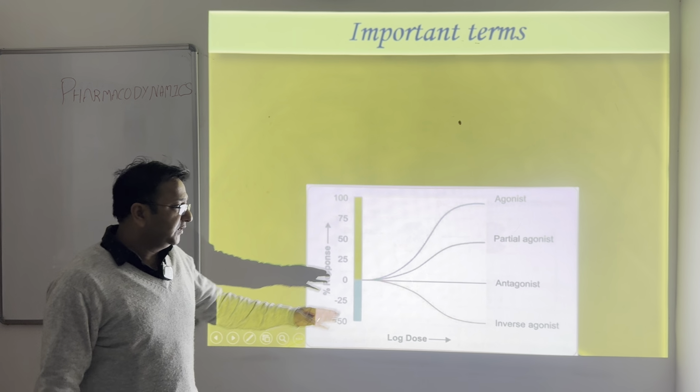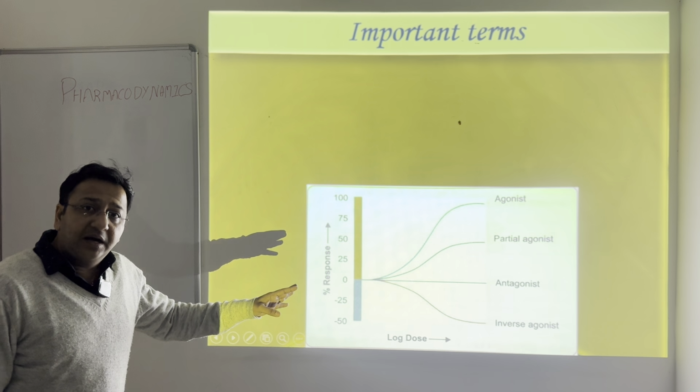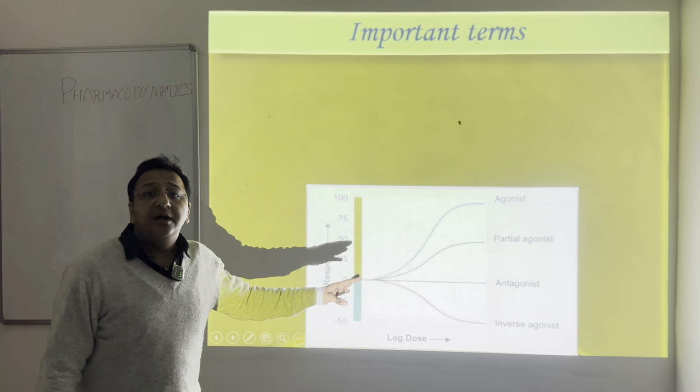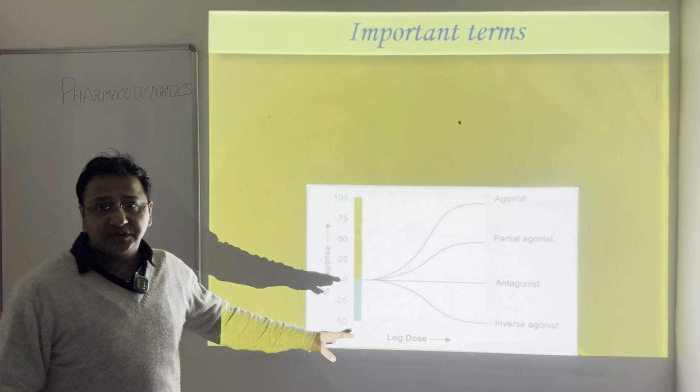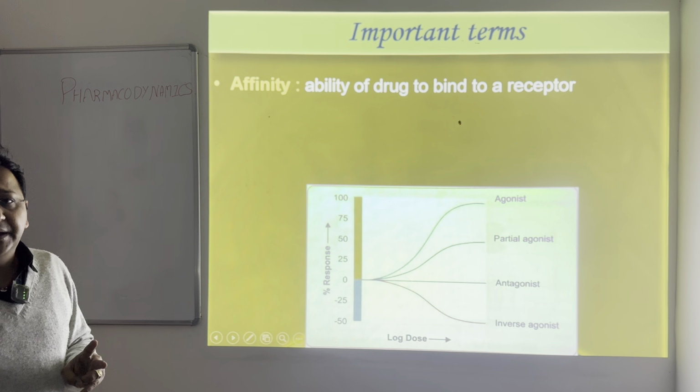Please don't be confused between the antagonist and the inverse agonist. Antagonist is not the opposite response, it is just not having any response. Inverse agonist is the opposite response. So see, two terms are important: affinity and intrinsic activity.